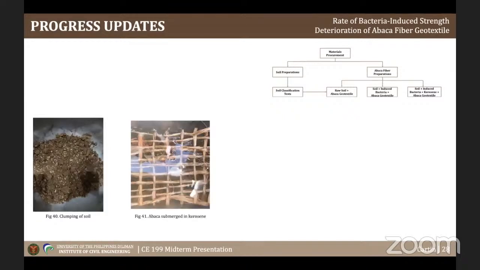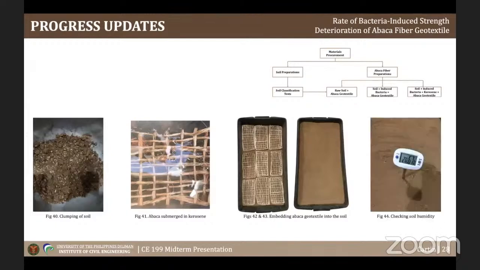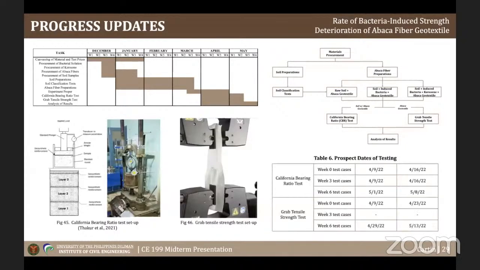We also have here the treatment of the abaca geotextile, which was done by submerging it in kerosene for 2 days. Finally, after all the preparations, the abaca geotextile and kerosene-treated abaca were integrated into the soil. Also, every day, the moisture or the humidity of the soil is checked through the use of a digital hygrometer. After a substantial amount of days, in this case 30 to 45 days, the geotextiles will be extracted from the setups and will undergo tensile strength and CBR testing, and the following are my prospective dates of testing.